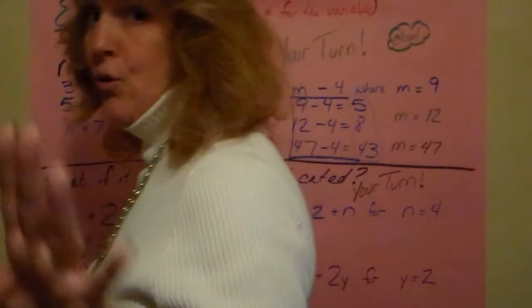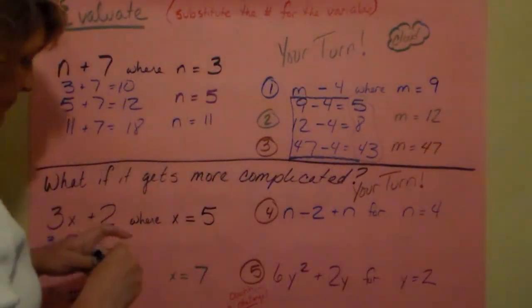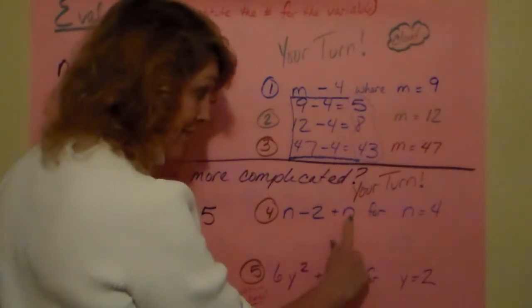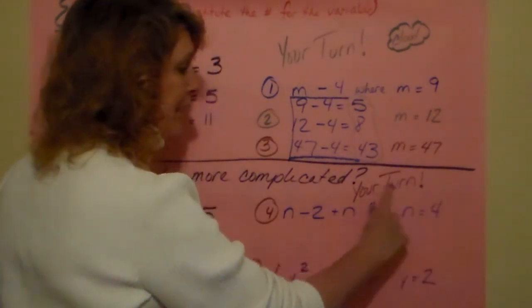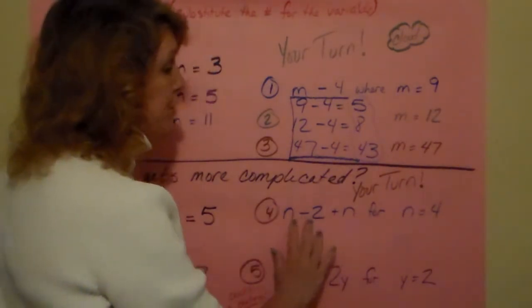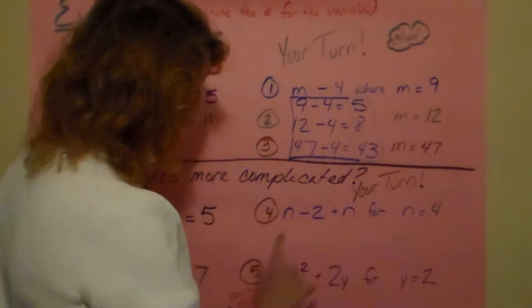All right, your turn again. We're doing n divided by 2 plus n for n equals 4. Oh my gosh, you have to stick a 4 in there and a 4 in there. And then you have to use PEMDAS to solve it the right way.